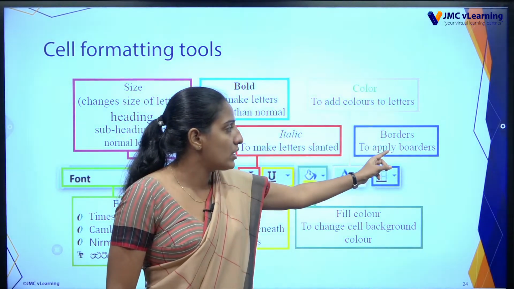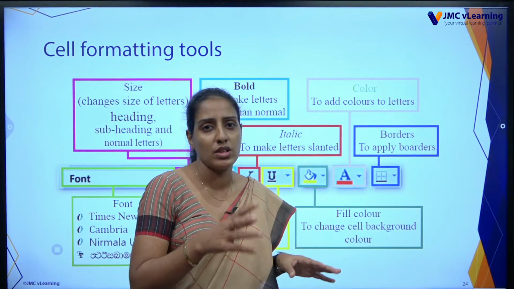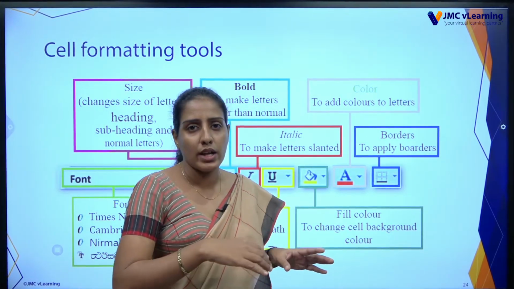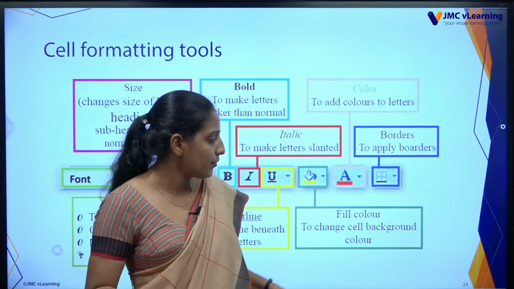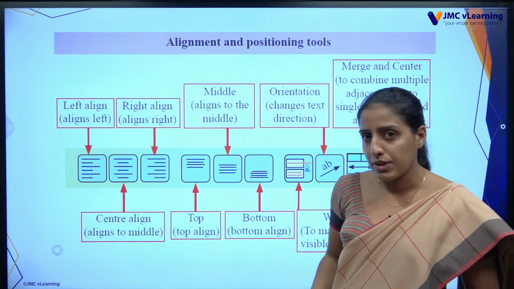Then these are the borders, to apply a border to the cell. In Microsoft Excel, they do not give you the lines, the borders. You have to create the borders by selecting this option. Now let us see other parts. Alignment option.